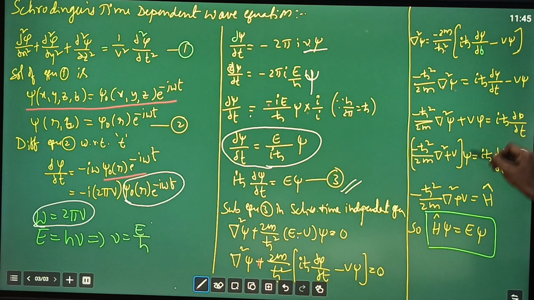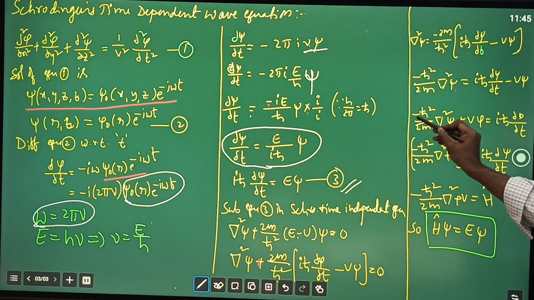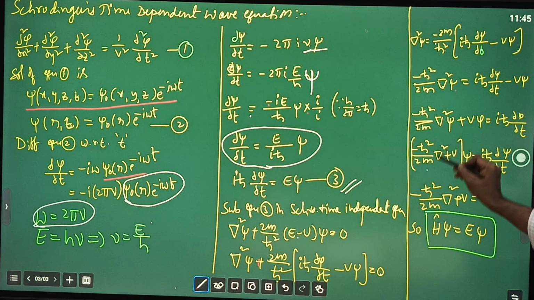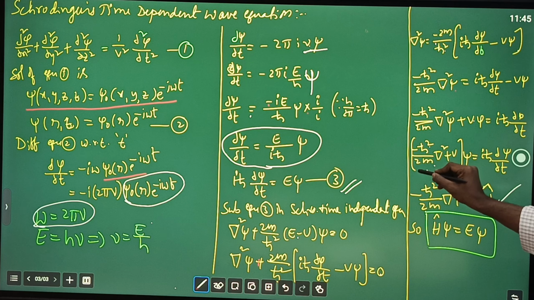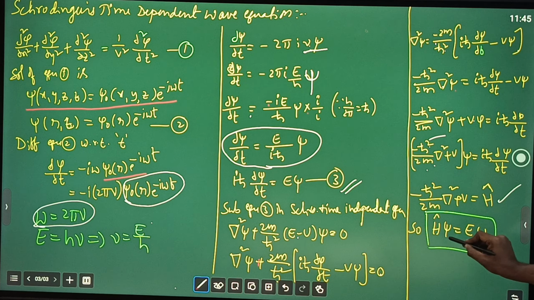See here psi value కామన్ కనుక మనం కామన్ తీసేస్తే, minus h cut square by 2m into del square plus v into psi is equals to I h cut dou psi by dou t. See, this minus h cut square by 2m into del square plus v is called as a Hamiltonian operator. This is a quantum mechanical operator. So this Hamiltonian operator H cap can be replaced in place of minus h cut square by 2m del square plus v.